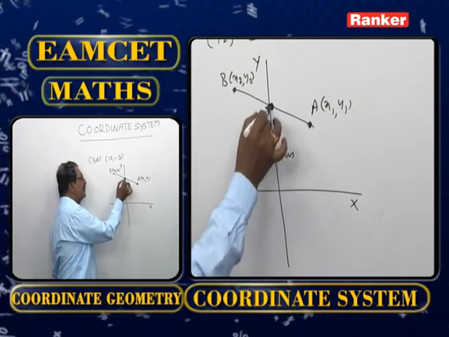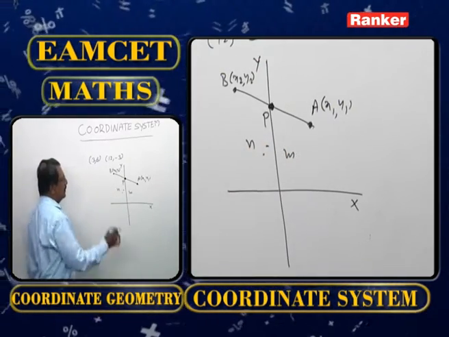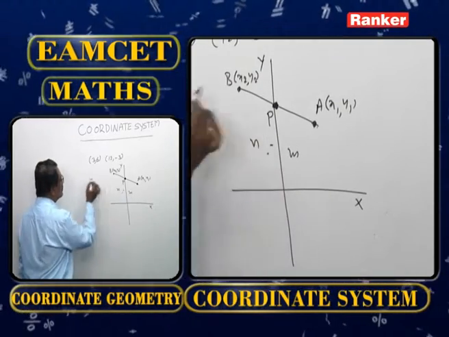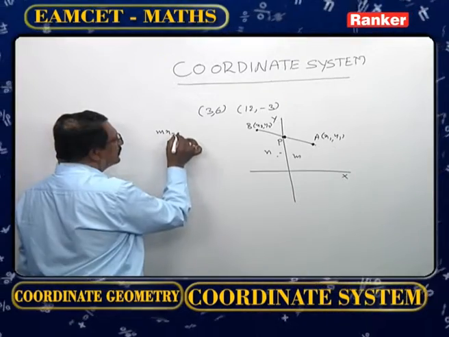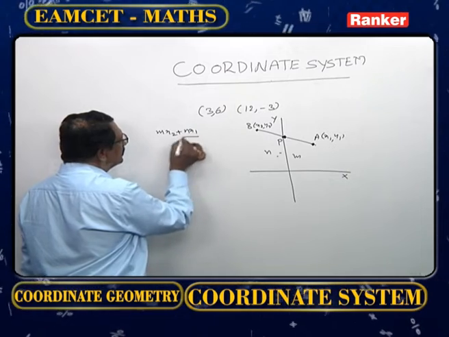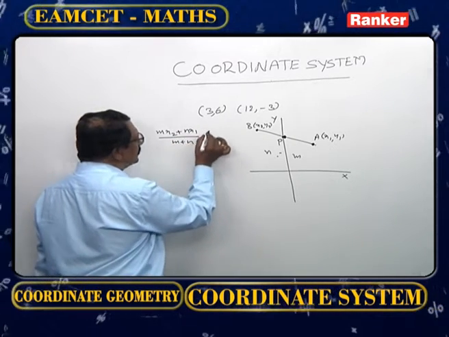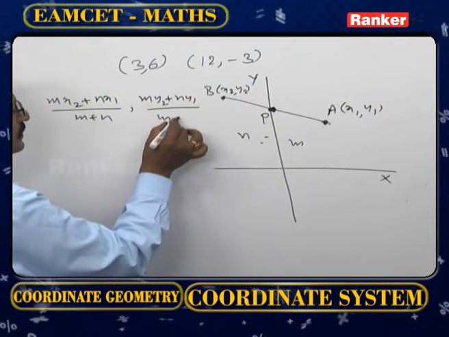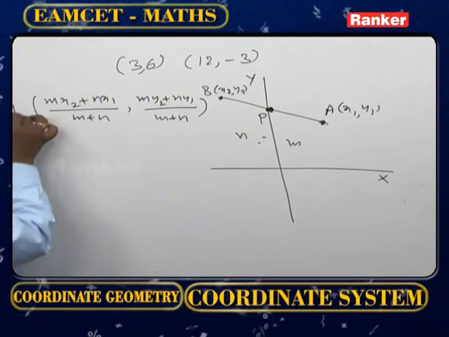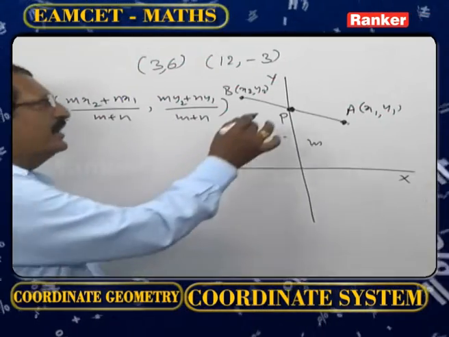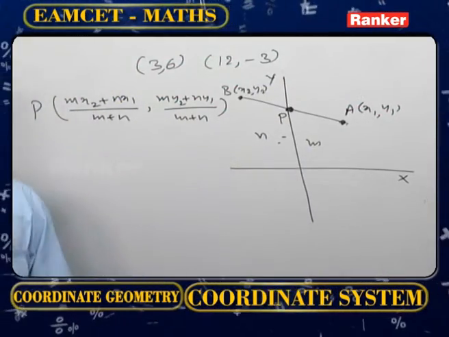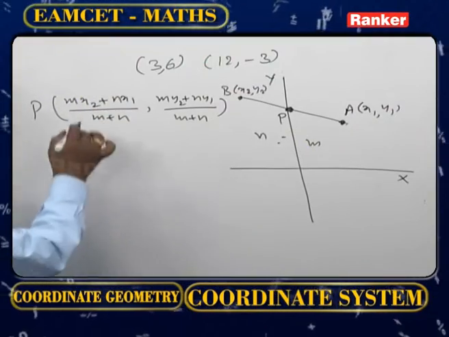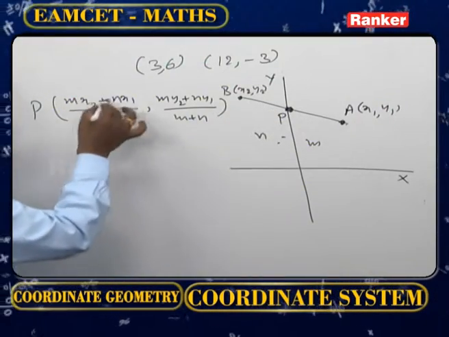the coordinates of the point P, since P divides AB in the ratio m is to n, equal mx2 plus nx1 by m plus n, comma, my2 plus ny1 by m plus n. These are the coordinates of the point P. But the point P lies on the y-axis. On the y-axis, the x coordinate is always 0.